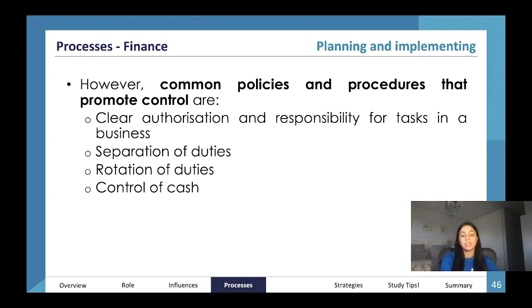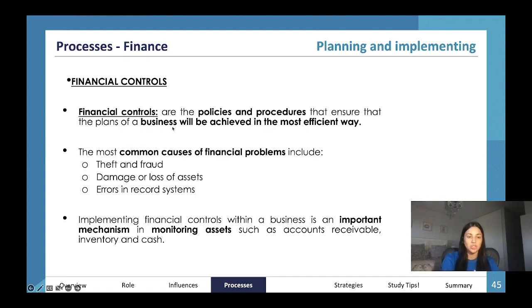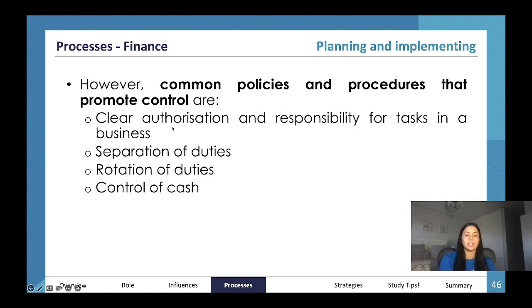If you've got one person in a business who deals with all the accounts receivables, signs them all off, counts all the cash at the end of the day, banks all that cash, and is doing all the record systems, if you've got one person doing all of those duties, you're more at risk to issues like theft and fraud because it's a lot of trust in one person.